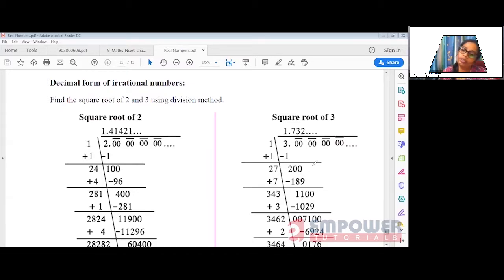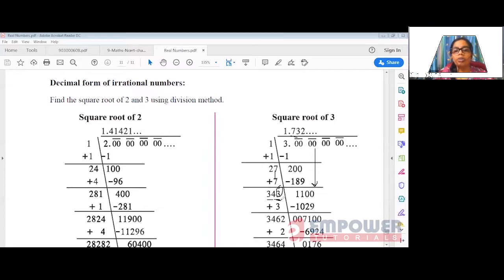So again you have to subtract, then you have to take the next set of zeros. Since you are multiplying by 7 over here, you have to write down 7 over here. Then you have to add these two numbers. So 7 plus 7 will be 14, and 2 plus 1 will be 3, so 34, and there is again one vacant place over here, and then you have to decide which number should be placed over here.